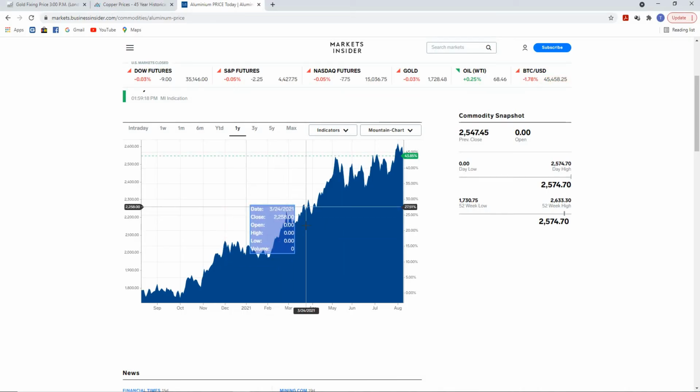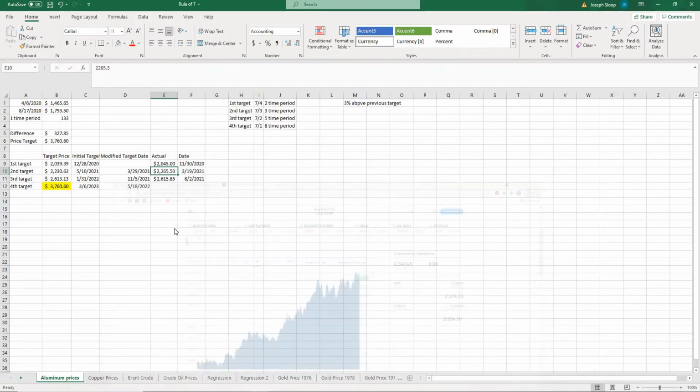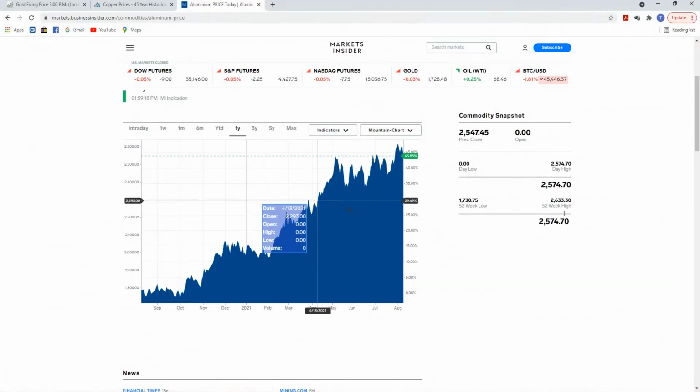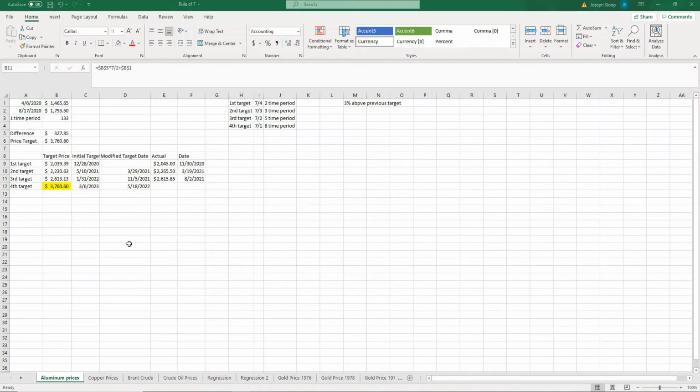And sure enough, right before the end of March, we surpassed that and hit a price of $2265.50. So that was achieved almost right on schedule of the modified date. So the next date is supposed to kick in on 11/5/2021, and we were supposed to reach a target price of $2613. Yet on August 2nd, we already reached that $2613, and we're ahead of schedule here. So now that target price is achieved.